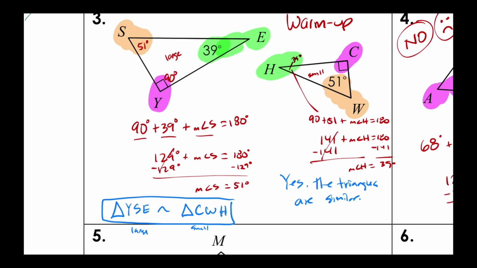Mister, what if I started with a different letter? What if I said triangle ESY is similar to triangle? If you did that, make sure you put in the same order. What matches with E first? H, so we put H first. What matches with S? Put that second, W. And what matches with Y? C. So be careful. It doesn't matter which one you start with as long as, when you say it in your similarity statement, they match. The first one matches with the first, the second with the second, the third with the third. Okay, I'll give you a minute to copy this.